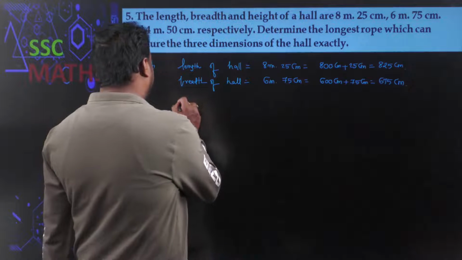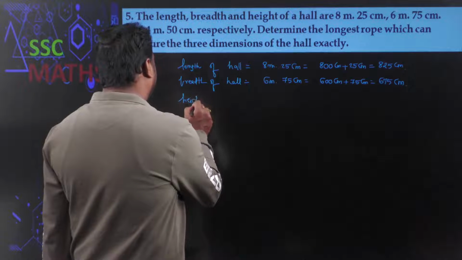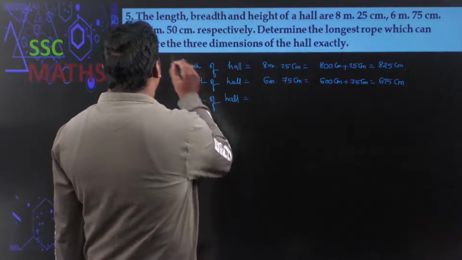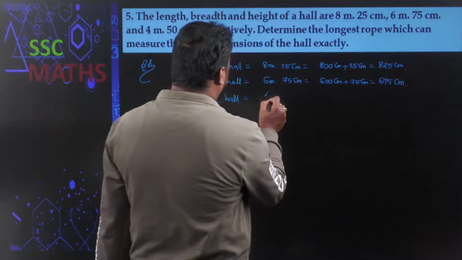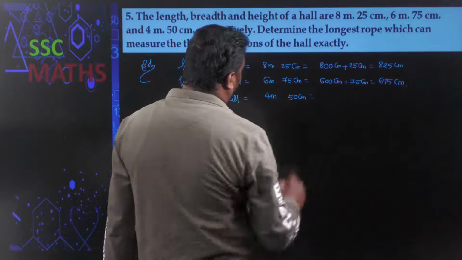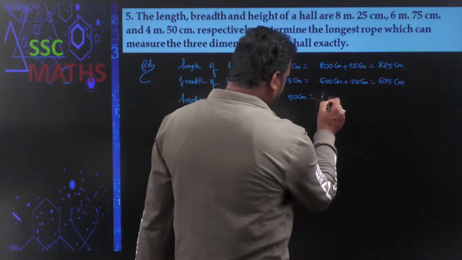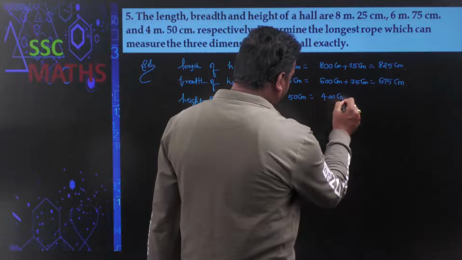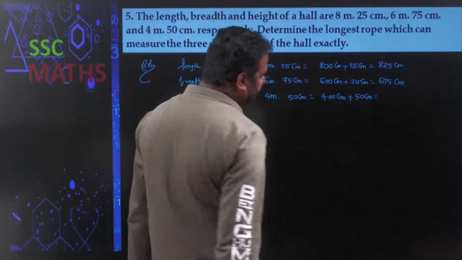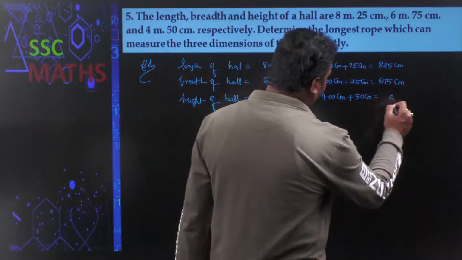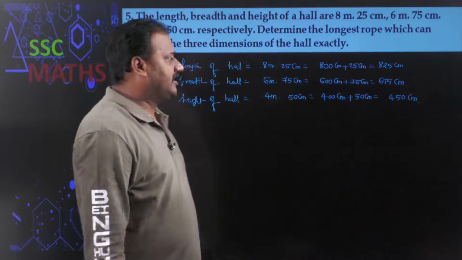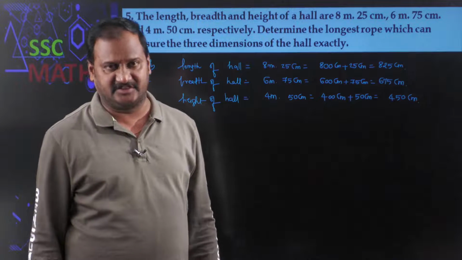And what about the height? The height of the hall is 4 meters 50 centimeters. What is 4 meters here? 400 centimeters plus 50 centimeters, which is 450 centimeters. Now I have those three measurements in centimeters without decimals.